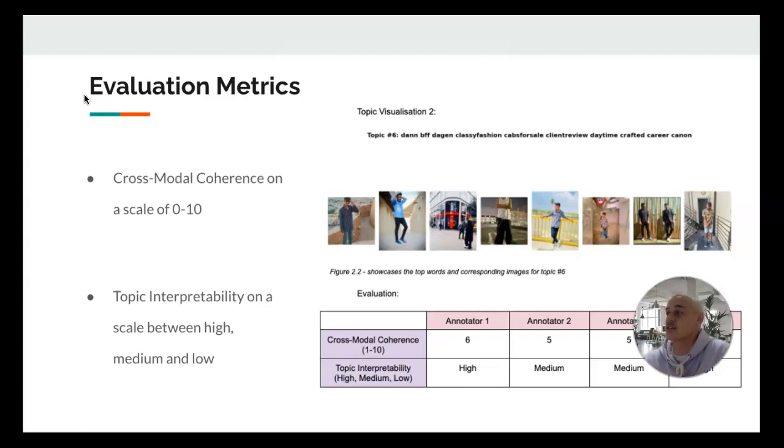Cross-modal coherence consists of presenting human annotators with topic visualizations produced by the script and asking them to rate the similarities between the top words and the images displayed on a scale of 1 to 10, with a higher number corresponding to higher coherence. Topic interpretability will be evaluated similarly, asking a group of annotators to describe or label the topic as high, medium, or low, mapping to its quality. For the results of this project, a group of 4 annotators was selected to evaluate the Instagram-specific non-negative matrix factorization framework visualizations based on the human evaluation metrics listed above.